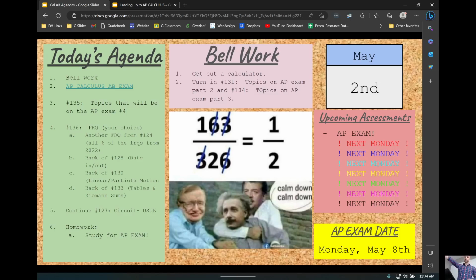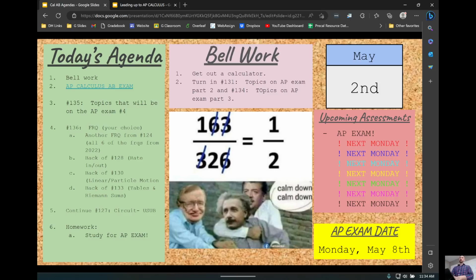So I've typed up a few of those so that you can find them easily. The back FRQ on 133 is where we practice tables and Riemann sums. Or you could do the back of 130, which is another particle motion, like position, velocity, acceleration, speeding up, slowing down, stuff like that. The back of 128 is another rate in, rate out type of question.